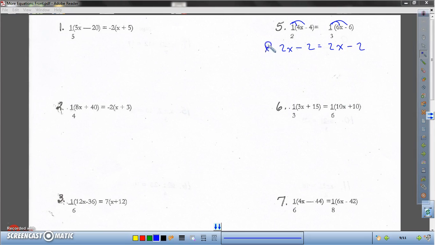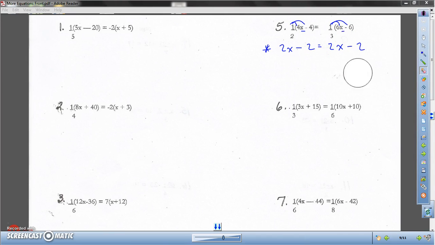At this point, if you notice that you have a true statement, you have exactly the same thing on the left that you have on the right, then you can go ahead and stop right here and say, hey, this is true, which means that I have a solution of all real numbers. No matter what I plug in for the variable up here, I'm going to always get a true statement.